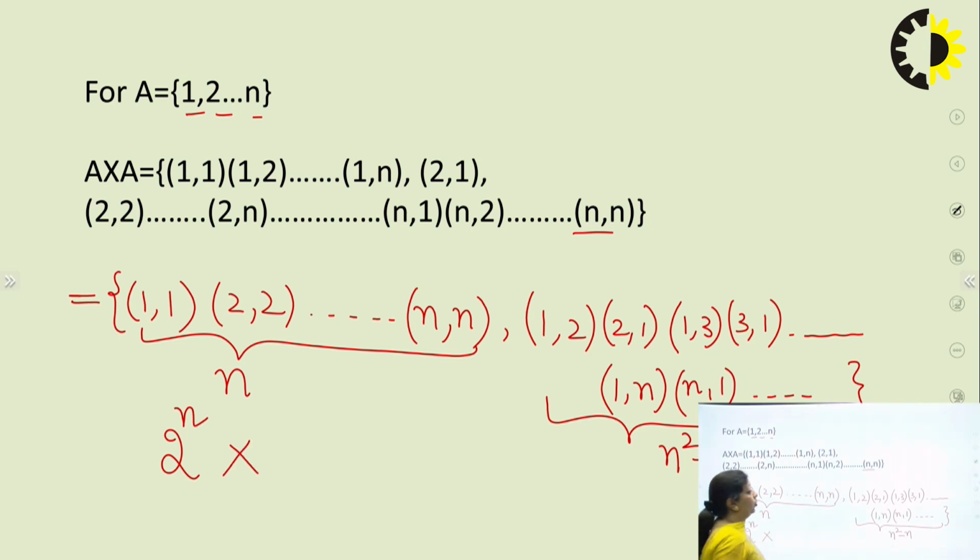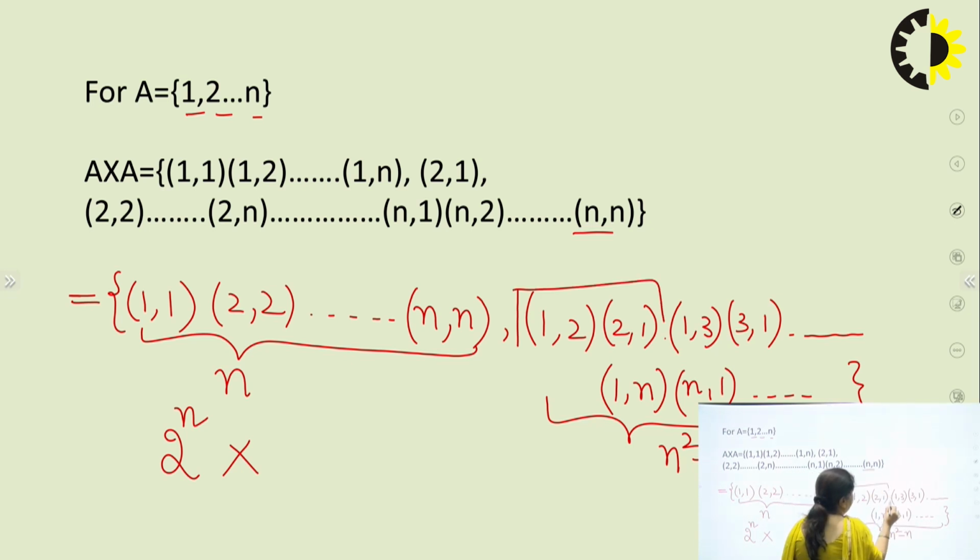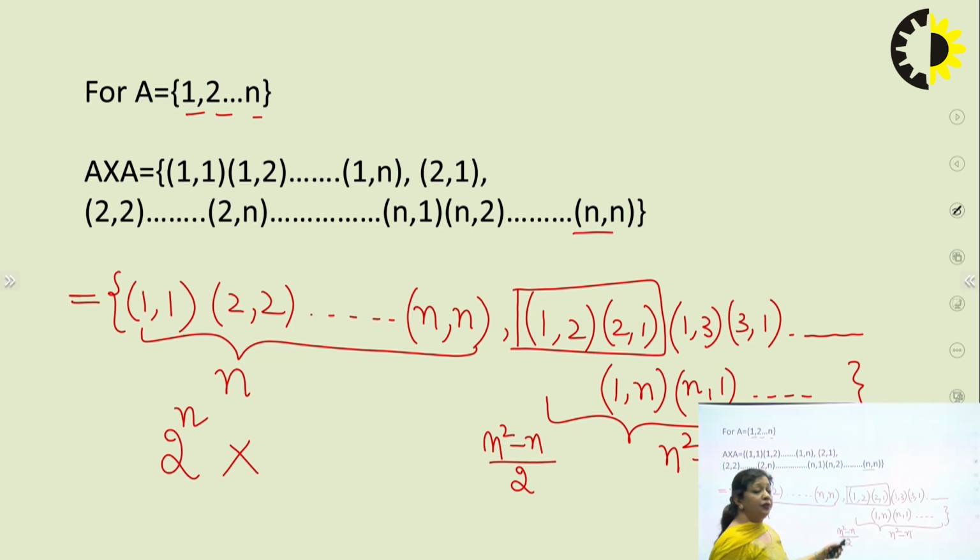Now let's see for the remaining elements. Now I have remaining elements as n square minus n. But the only thing is that these elements can only exist in pairs. It cannot happen that (1, 2) is there in the relation and (2, 1) is not there, because then the relation will not remain symmetric. So they have to occur in pairs. So if I talk about pairs, how many pairs do I have in total? (n square minus n) by 2. So these are the total number of pairs which will be possible with these elements.